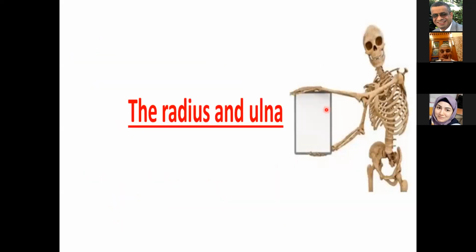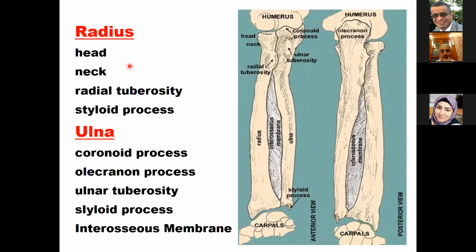The radius and ulna. The radius landmarks are the head, neck, radial tuberosity, and the styloid process. The ulnar landmarks are the coronoid process, olecranon process, ulnar tuberosity, styloid process, and the interosseous membrane.